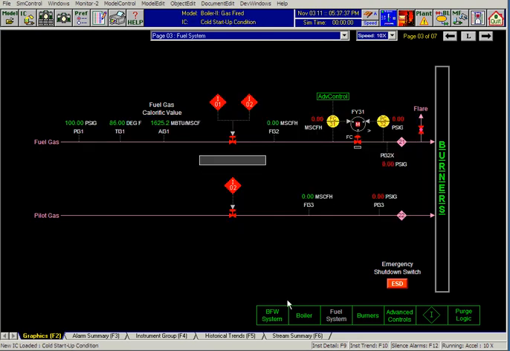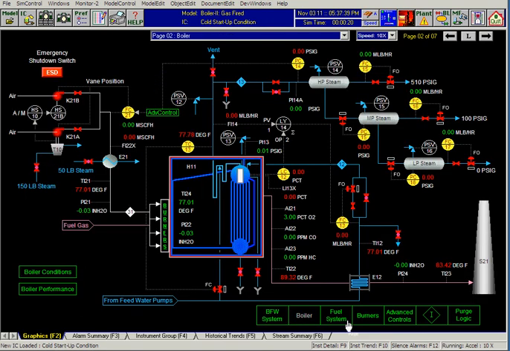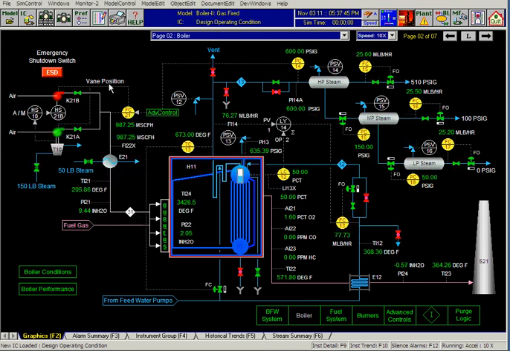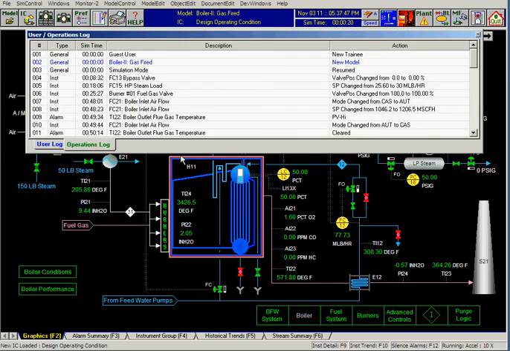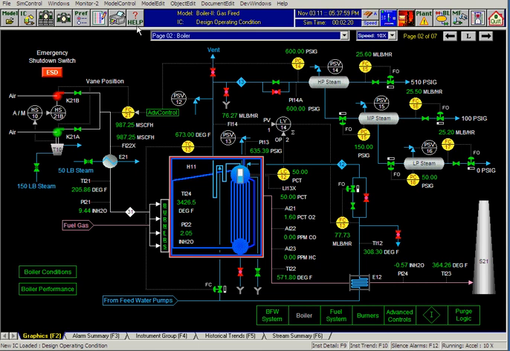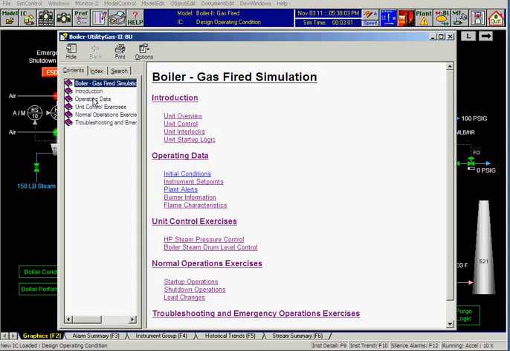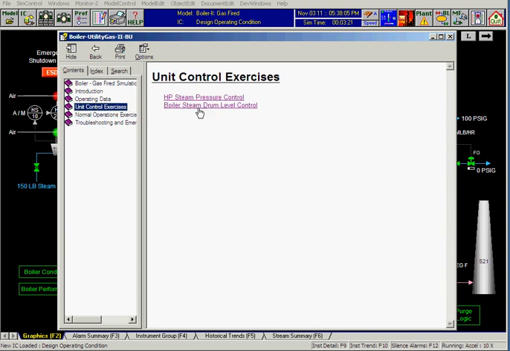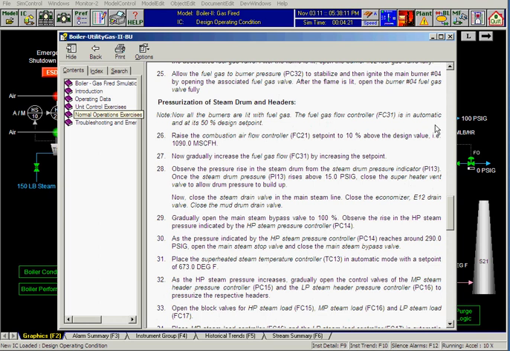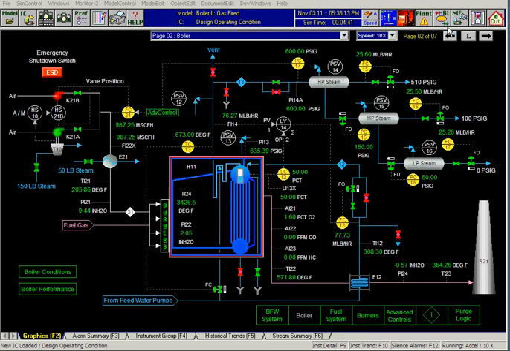We can set to cold startup, and in this case it's empty, and basically learn how to do a full startup. We have all the moves that I made are logged here in terms of various alarms that came in. I changed the set point, etc. So this is a log of sequence of events, useful for troubleshooting and also as a record. We have full online help. So all the procedures, exercises are basically here. So one can look at these procedures and learn how to start up the boiler.